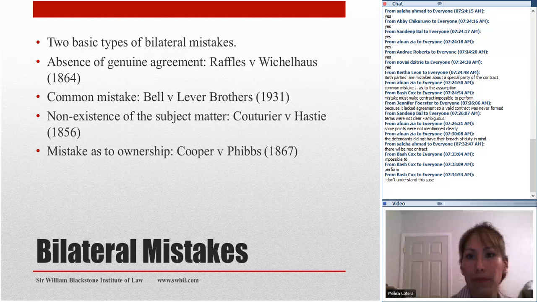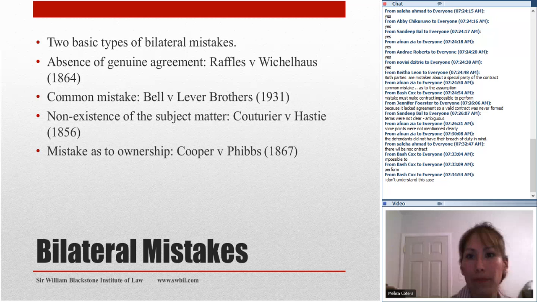Okay, so let's continue. There are three more situations within bilateral mistakes. These are a mistake as to the possibility of performance, mistake as to a quality of the subject matter, and fundamental mistake going to the root of the contract. Okay, mistake as to the possibility of performance.